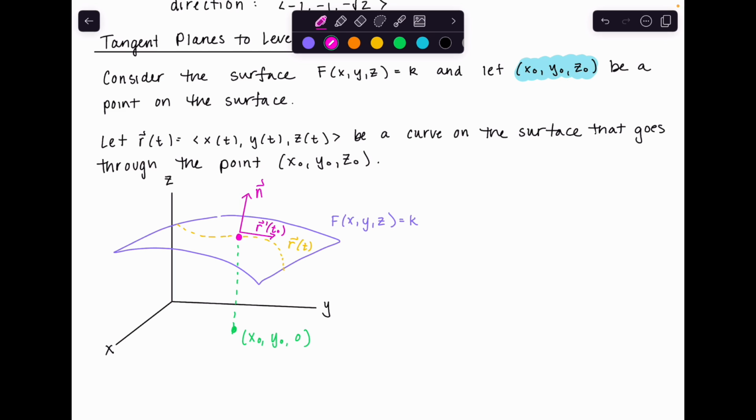Since this is on my point and this vector function r lies in the surface itself, I immediately know that these two are going to be orthogonal to each other. Because this is tangent to the surface, and then this is that normal vector that points upward. And so my goal is to figure out what is this tangent plane at this particular point.